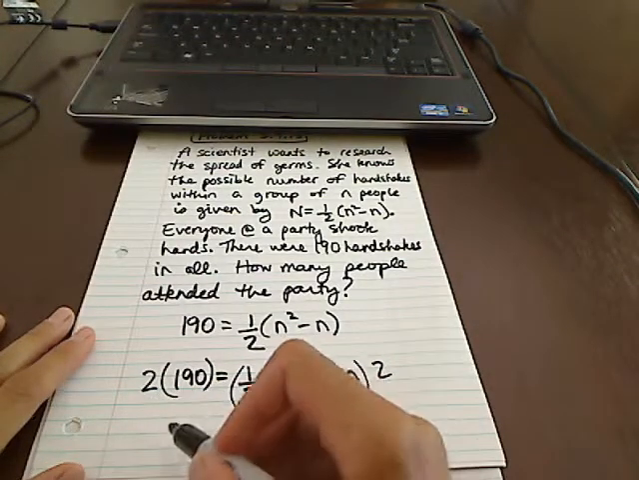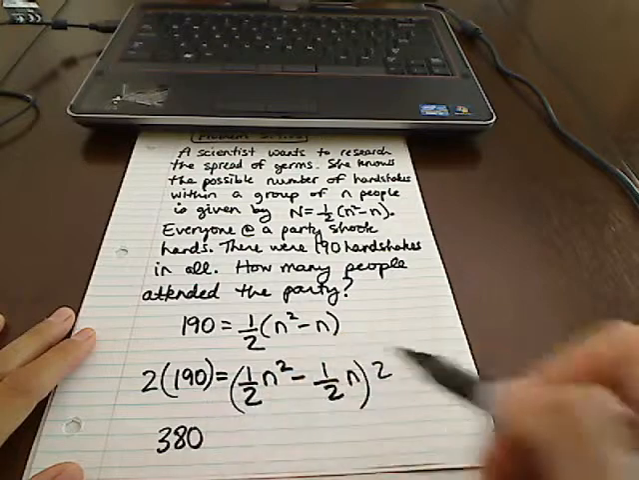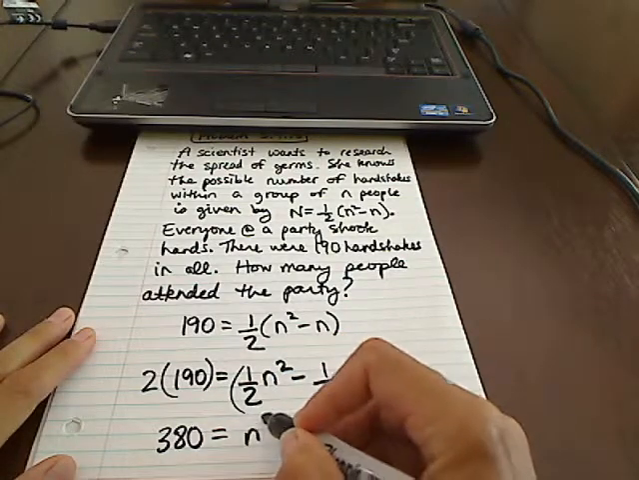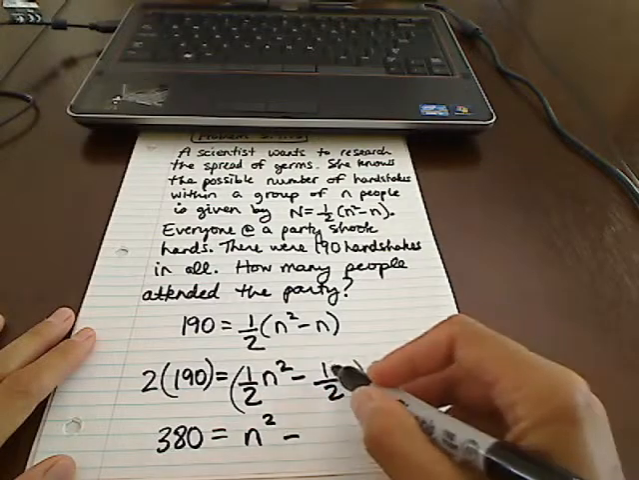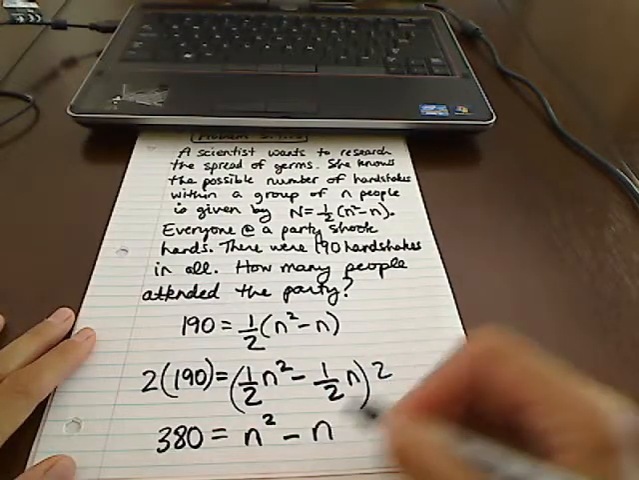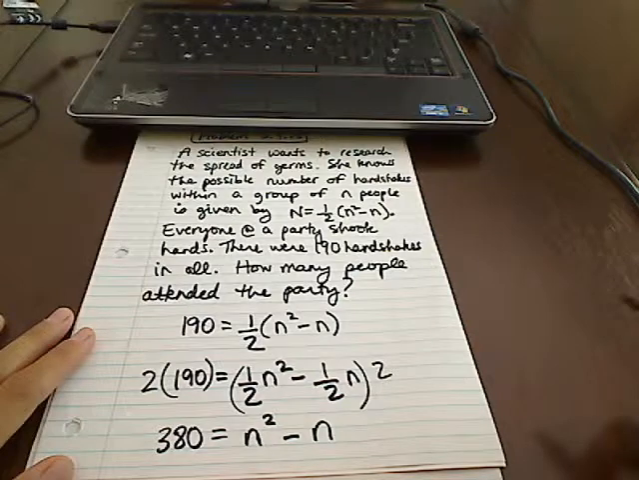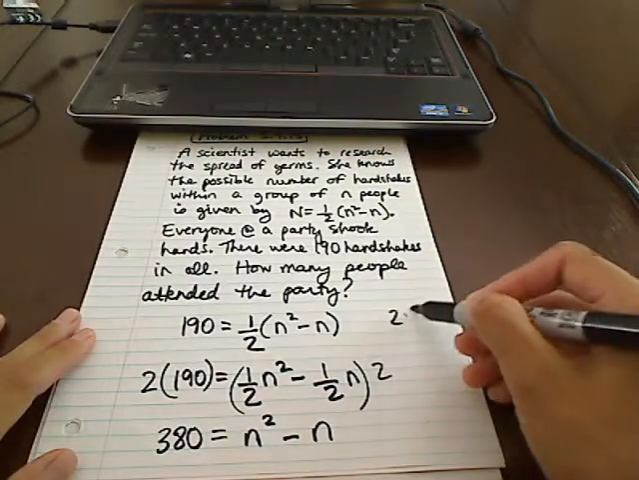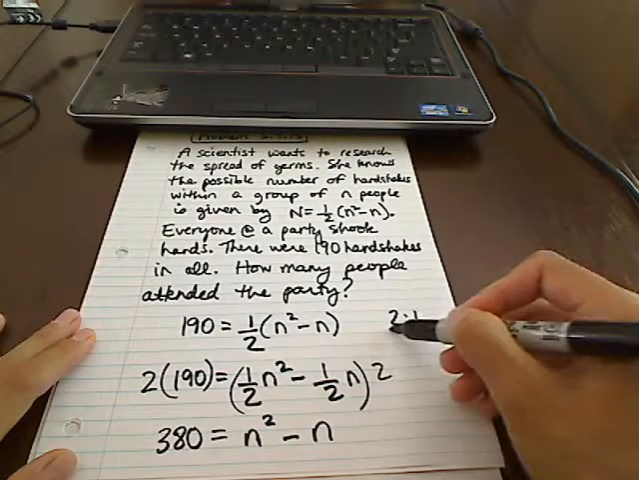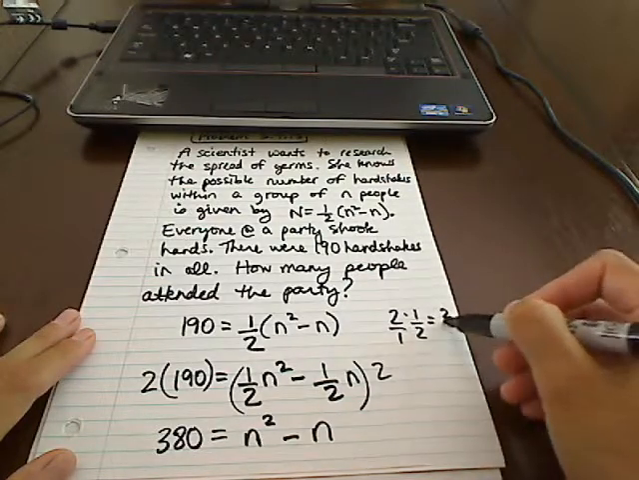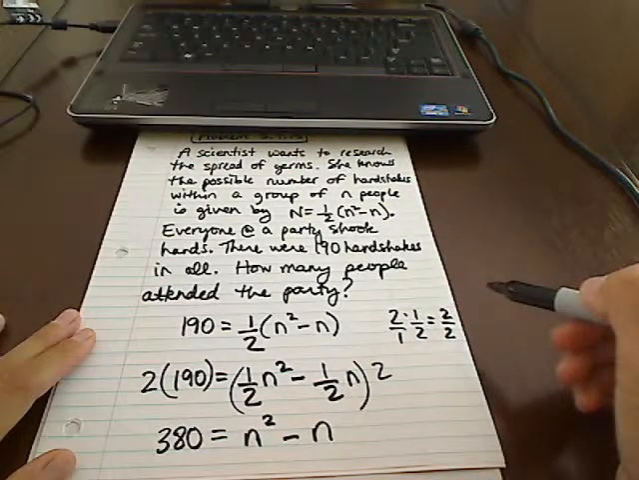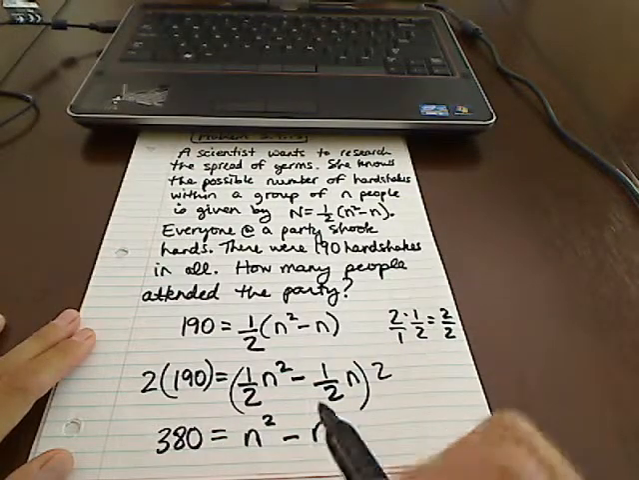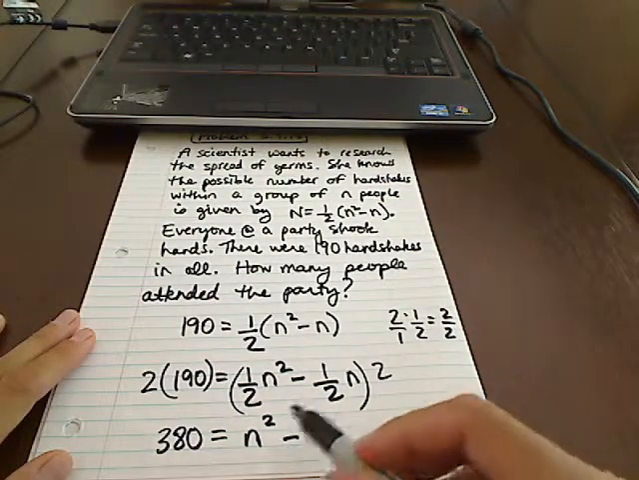So 2 times this 190 here gives us 380. And then 2 times the half gives us 1 n squared. And then 2 times the half here gives us 1 n. Okay? So remember that when you multiply fractions, you multiply straight across. So if we take 2 times a half, you're just multiplying 2 times 1 on the top, you get 2, 1 times 2 on the bottom, you get 2, and 2 over 2 reduces to be 1. So that's where I'm getting these coefficients of 1 right here. Okay. Alright, now this is in quadratic form.